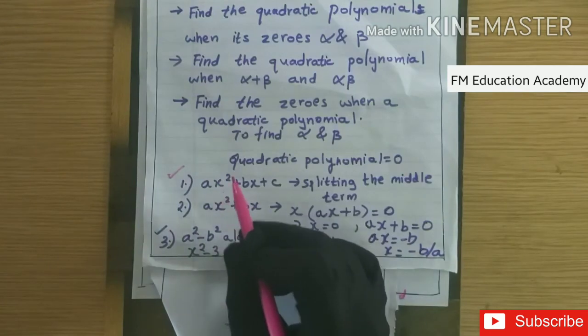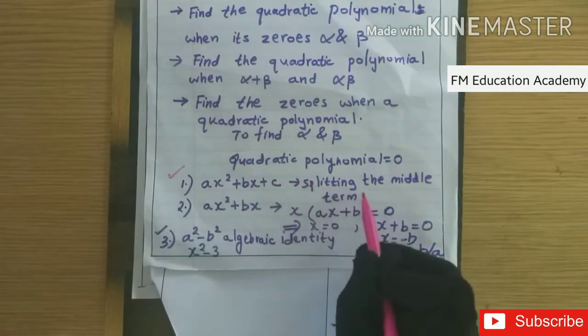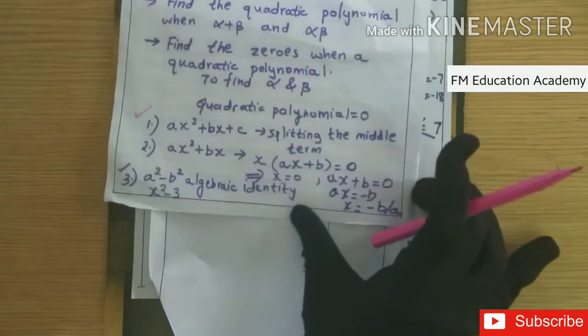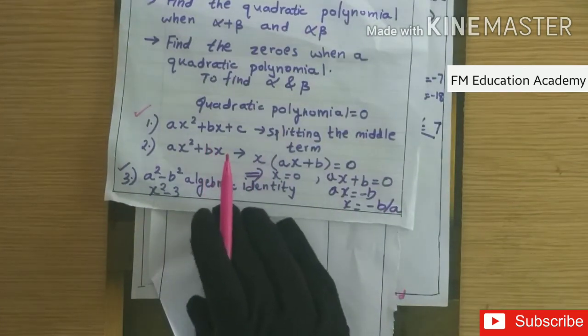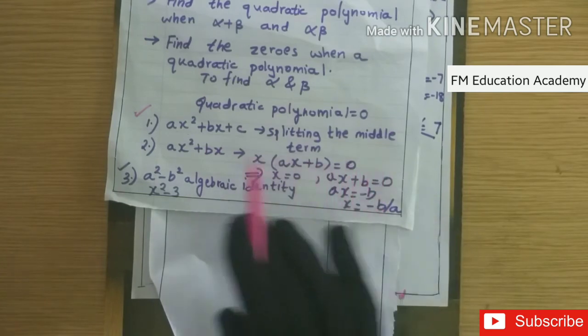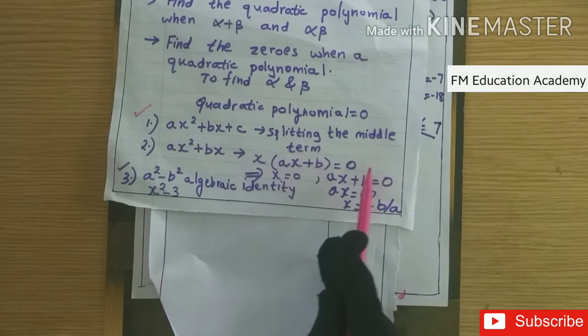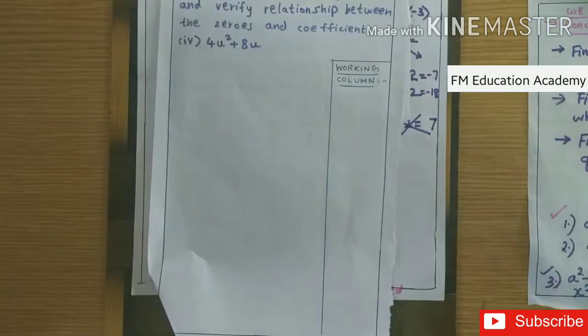And this concept also we just now discussed, that is when the quadratic polynomial is in the form of ax square plus bx plus c, how to find out the zeros by splitting the middle term. Now this also I have explained to you. If the polynomial is in the form ax square plus bx, what to do? Equate that equation to 0, and between these both as x is common, take out x. So x into ax plus b is equal to 0. So we'll do this now.